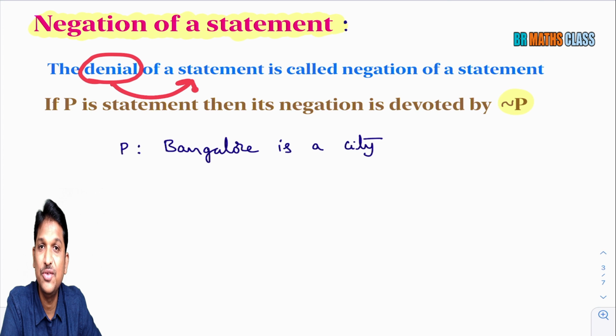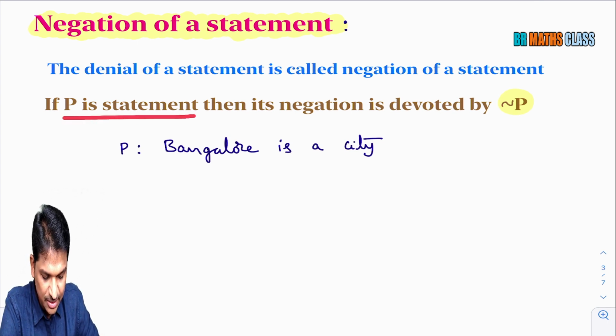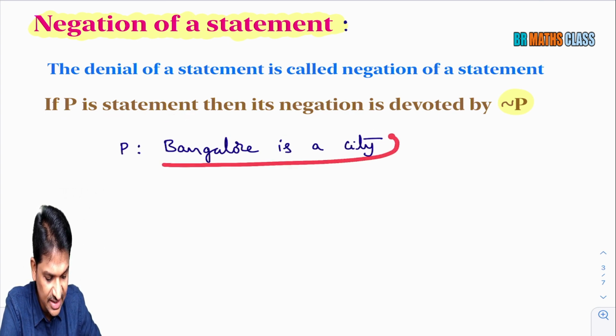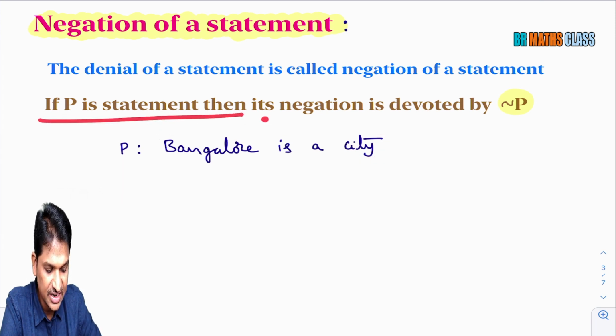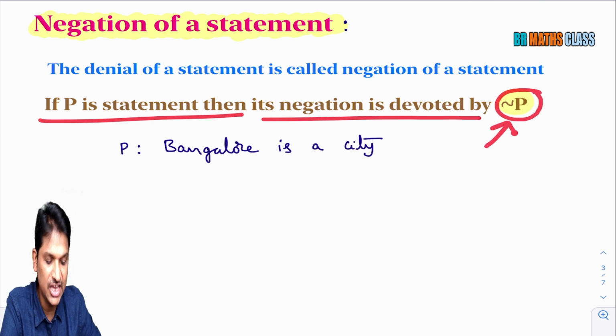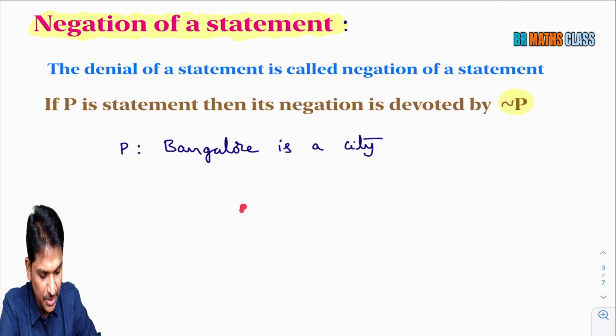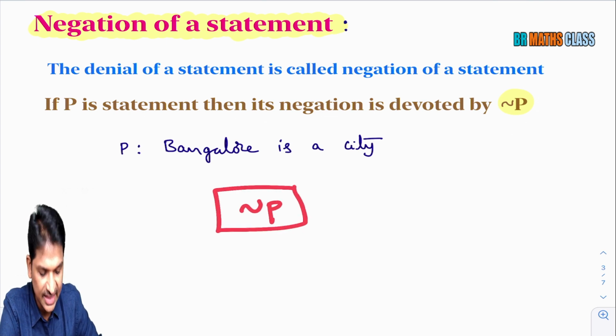You can understand this very easily after the examples. Before going to the example, see one point. If P is a statement, every time the statements we cannot write in full, so we'll simply name them as P, Q, R. For example, Bangalore is a city. This is one statement. I name it as P. If P is a statement, then its negation is denoted by this symbol. This is the symbol of negation of P.